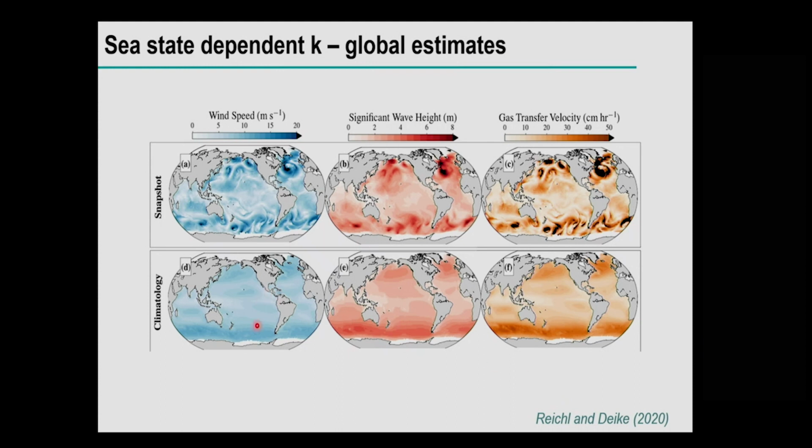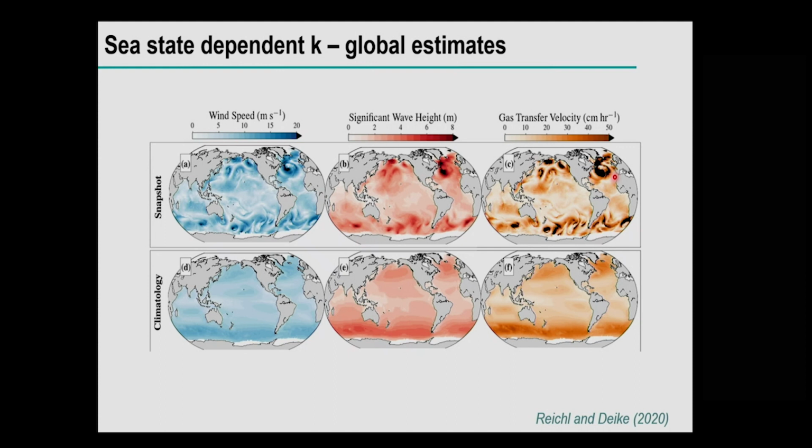So here they just show you snapshots in climatology of the wind speed, of the significant wave height, and then of the gas transfer velocity they compute with their simplistic mechanistic model. And you can clearly see that the strong storms, wind systems, with high significant wave height, are also associated with very strong gas transfer velocity.